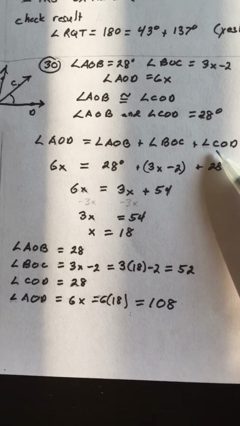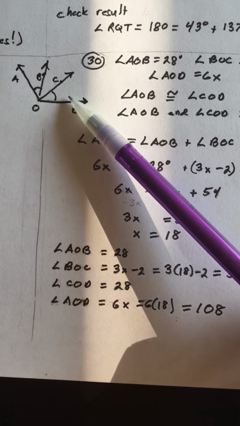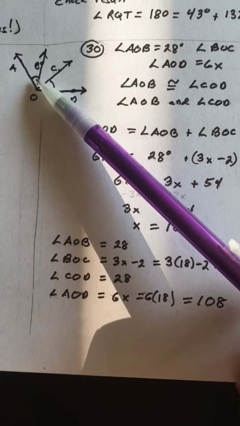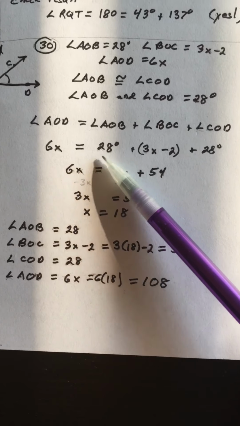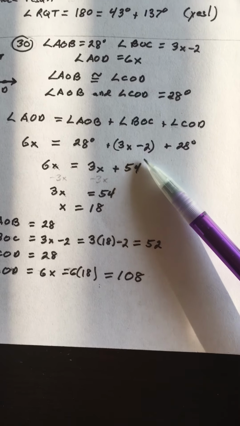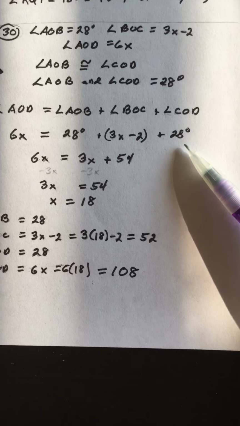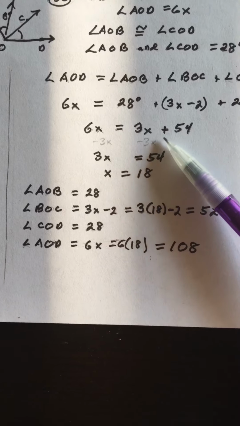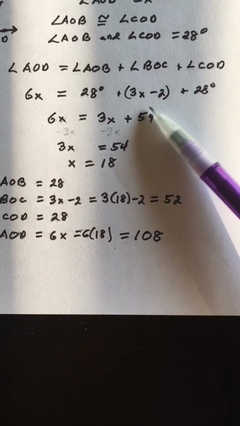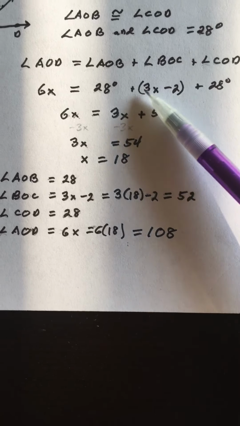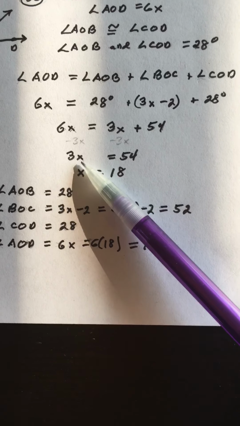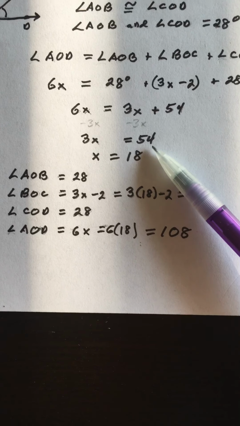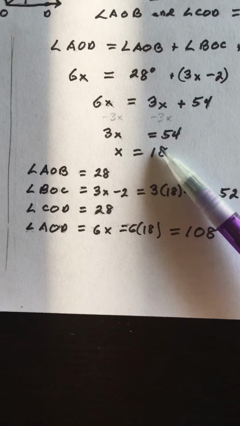So now we know the total angle, AOD, has got to be equal to the sum of those three components, right? So your total angle is that angle plus that angle plus that angle. 6x equals 28 degrees plus 3x minus 2 plus the other 28, because that's the congruent angle. So 6x is equal to 3x plus 54 when I just gather the like terms together. Subtracting 3x from each side, I get 3x equals 54, or x is 18.